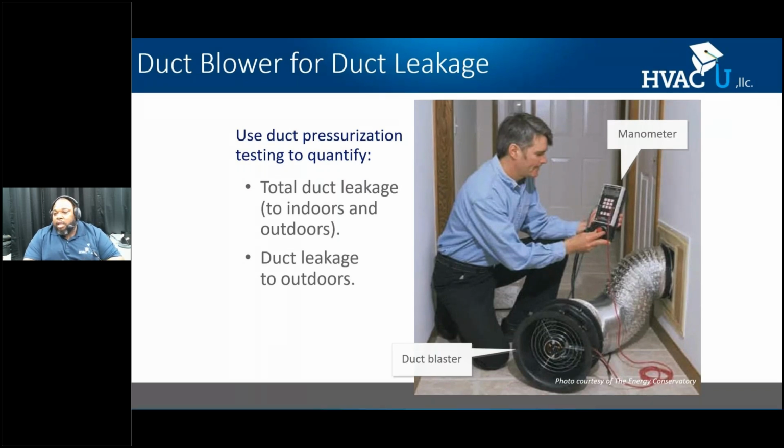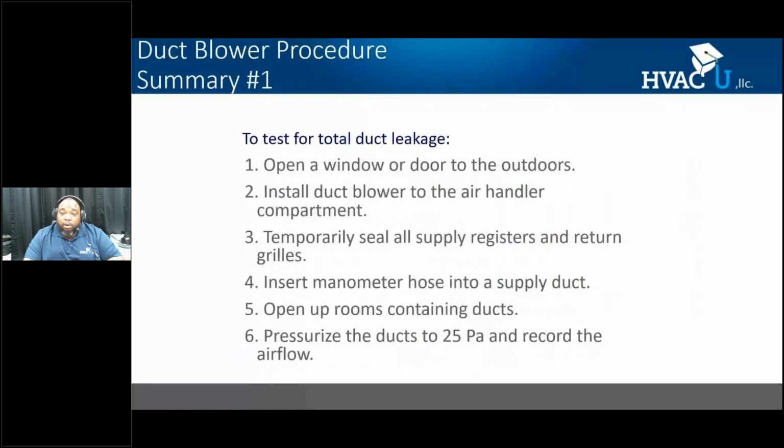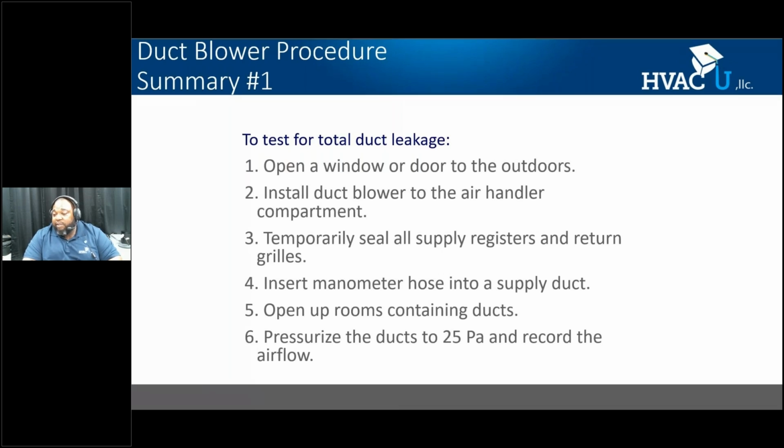All right. The procedure for the duct blower or duct leakage test is to, one, open a window, and this is for pressure balancing purposes. You're going to install the duct blower to the air handler compartment, or this can be a centralized return. You're going to temporarily seal all the supplies and returns, all the grills and registers. You're going to insert a manometer into a supply duct, and you're going to open up all the rooms inside the thermal boundary that have ducts in them, and you're going to pressurize that duct system to 25 pascals.